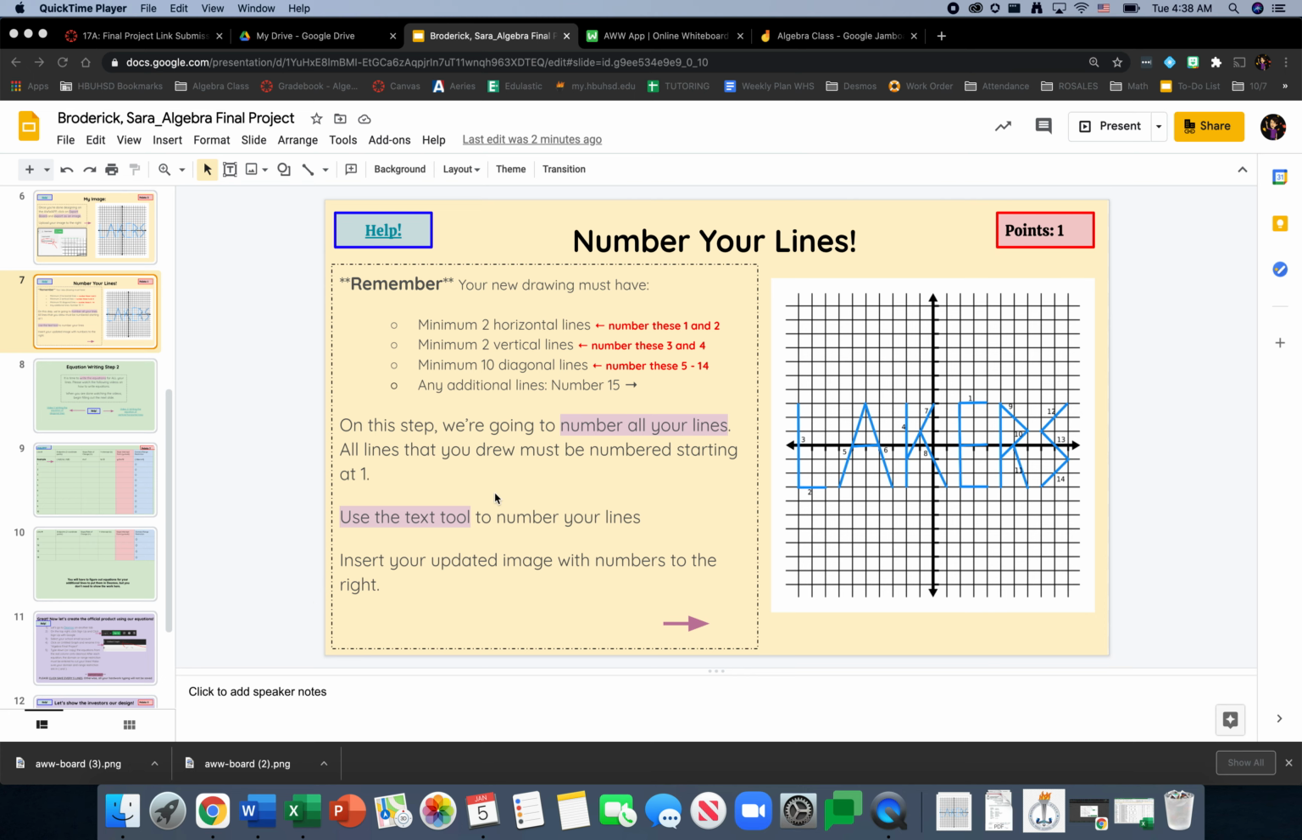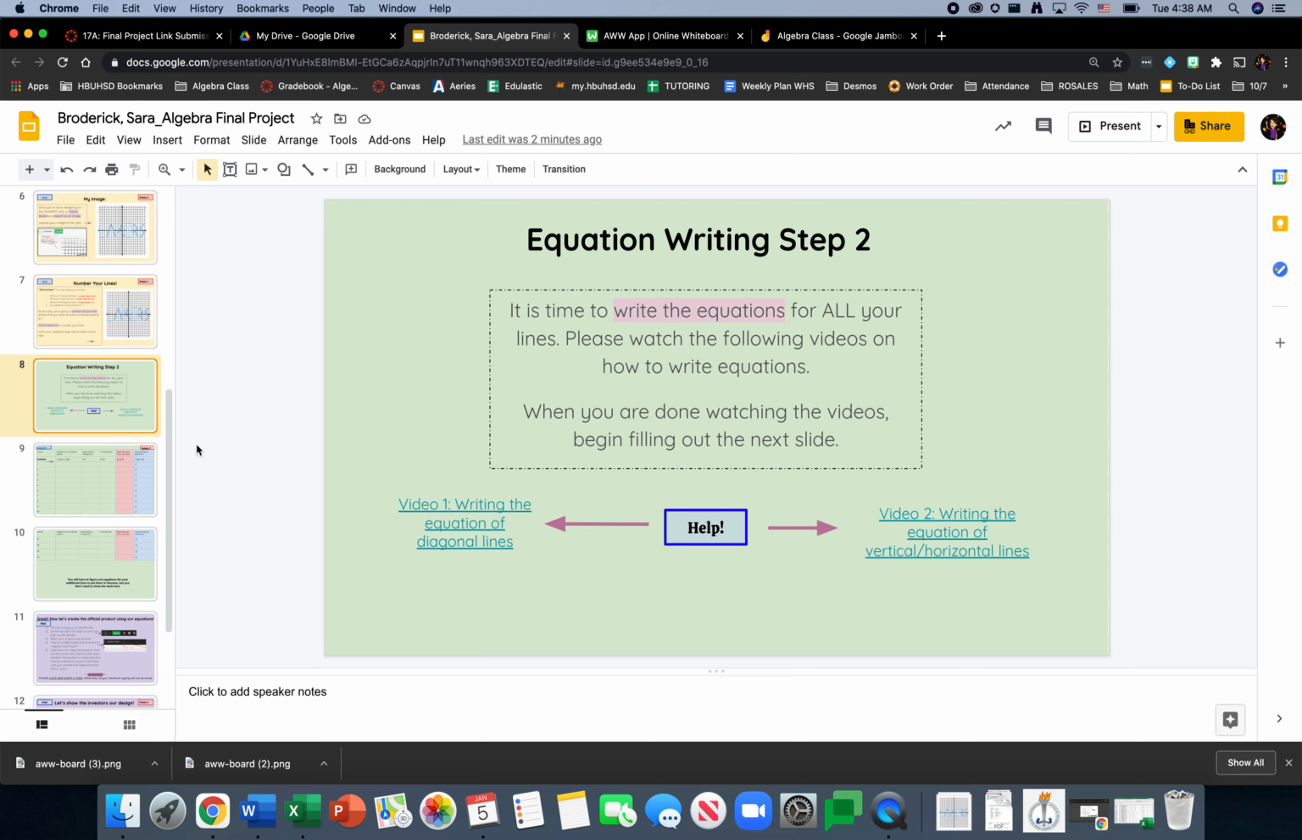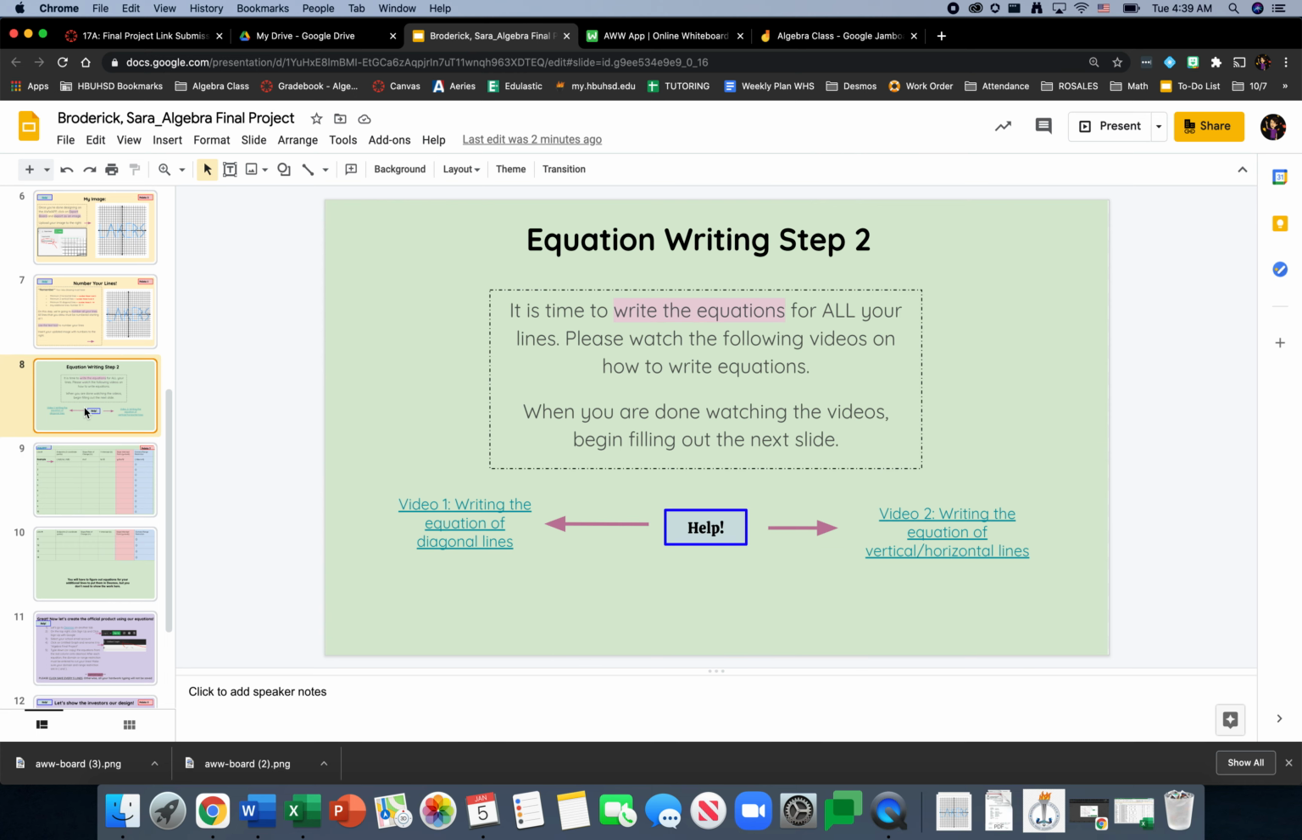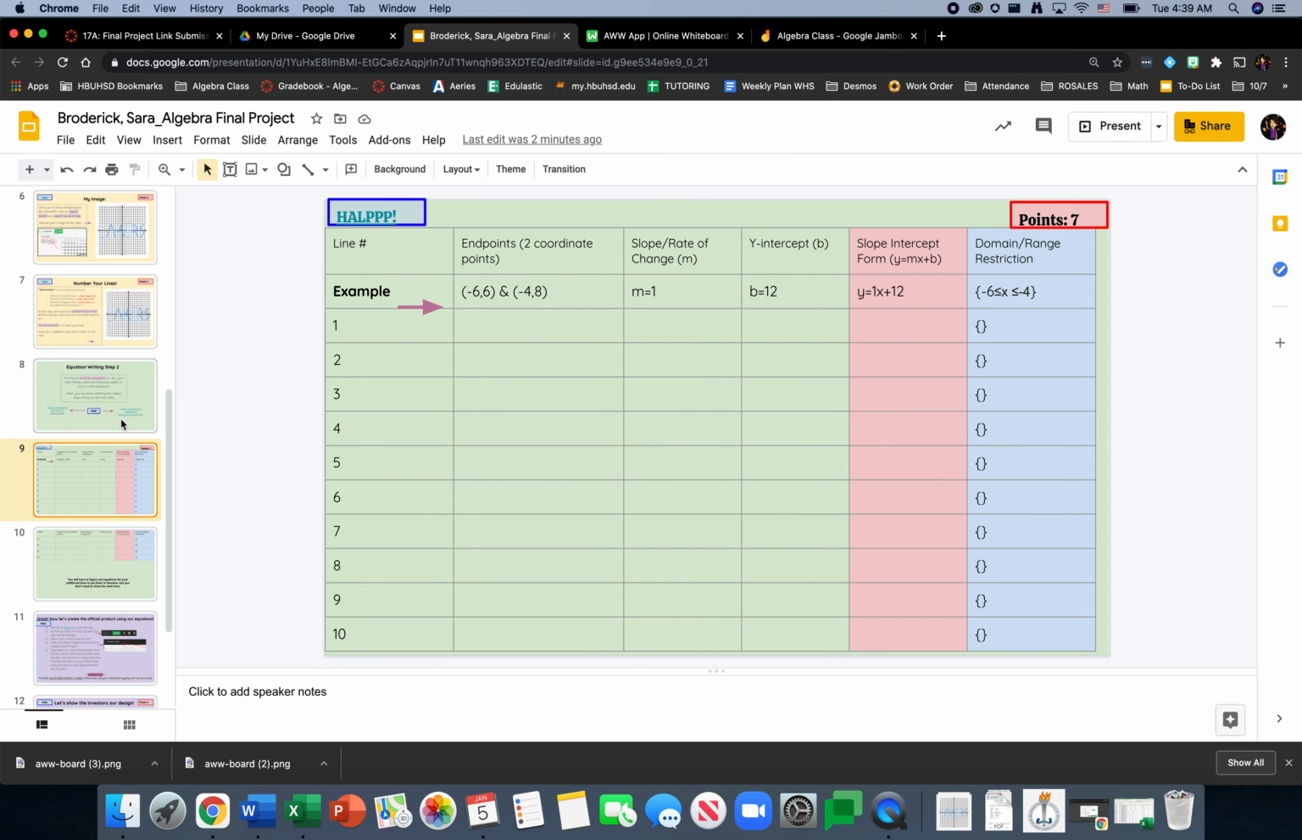Alright, now that your lines are numbered, it's time to start writing the equation for each line. As you write your equation, I would recommend that you do the work I'm about to show you on your paper in your notebook, but you're going to fill in these slides as you go. So I'm going to show you how to write the equations here, and then also how to fill it in here.